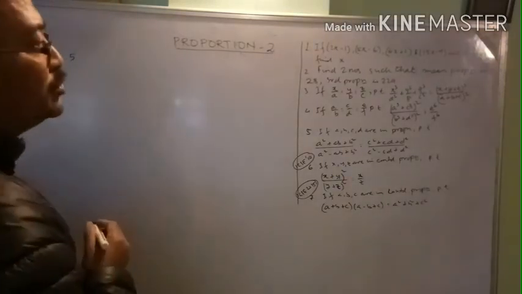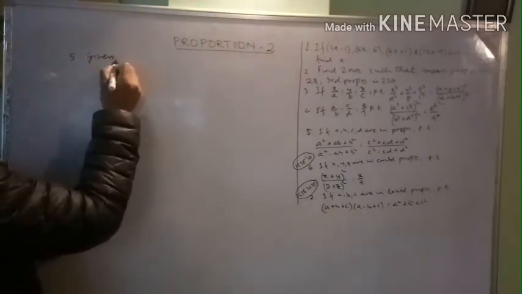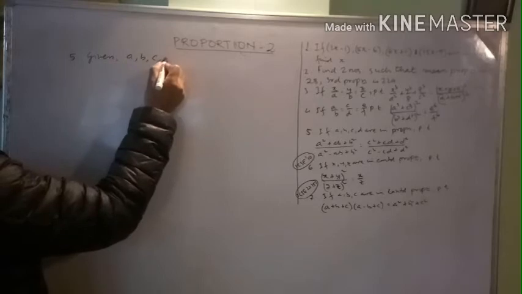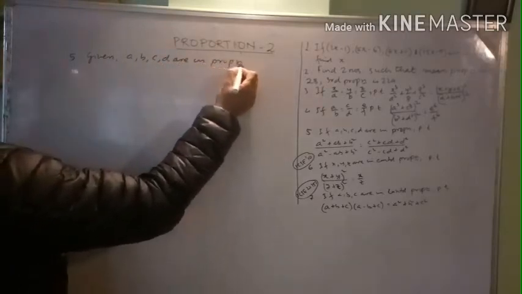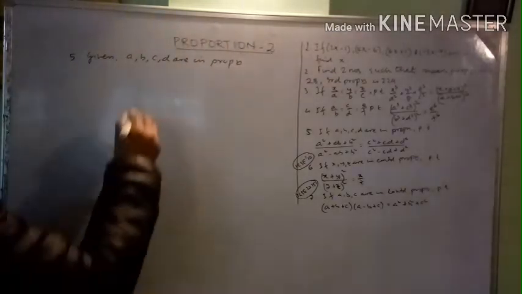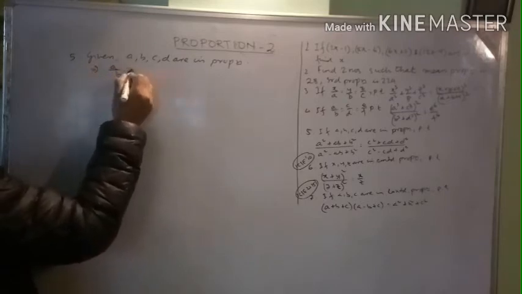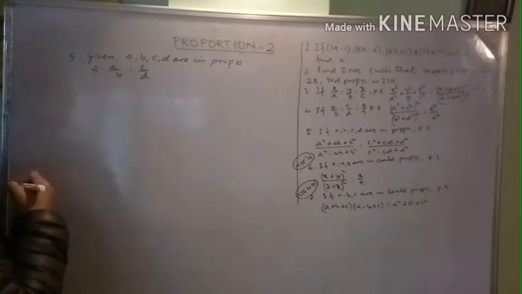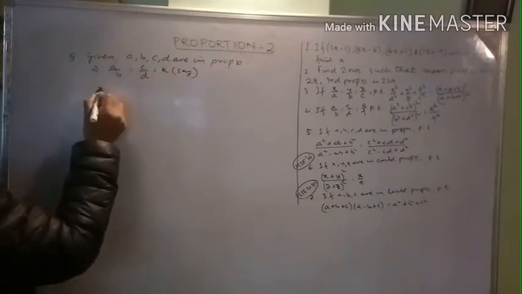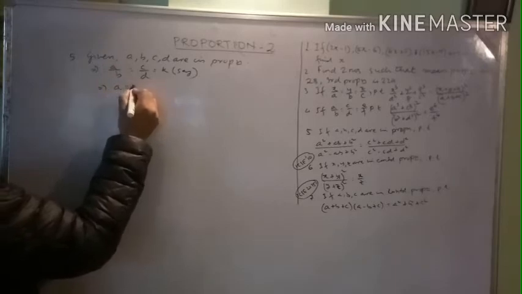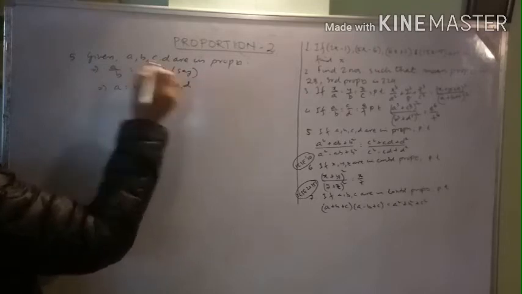Now question number 5. A, B, C, D are in proportion. Then prove that... You are given, what is given? A, B, C, D are in proportion. So you know, if A, B, C, D are in proportion, we can write this as A by B is equal to C by D. So you can suppose this to be K again. So once again, as before, A will be equal to KB and C will be equal to KD.